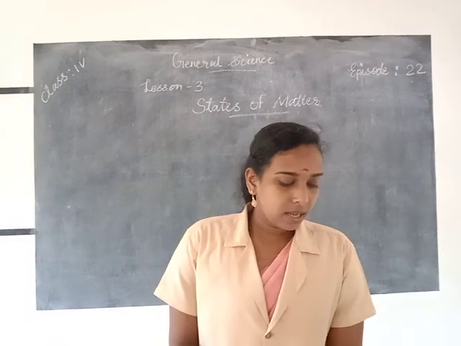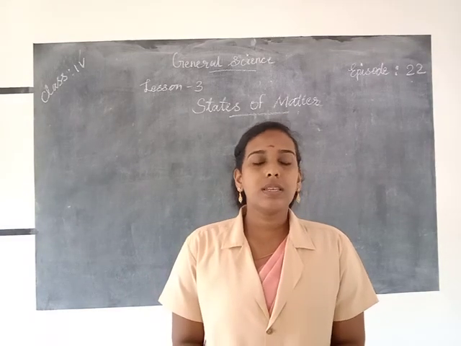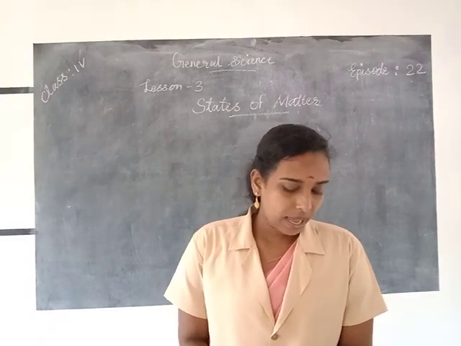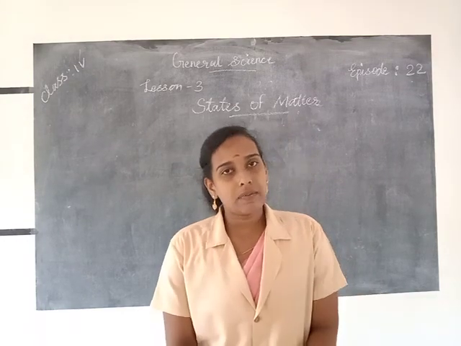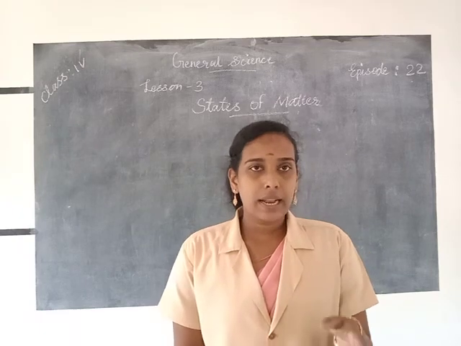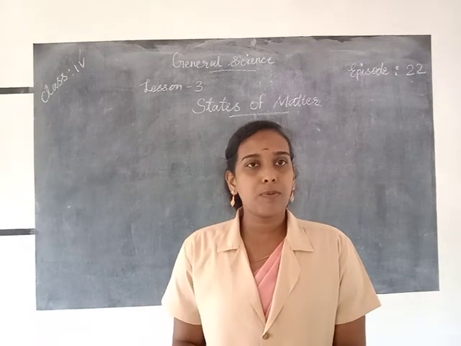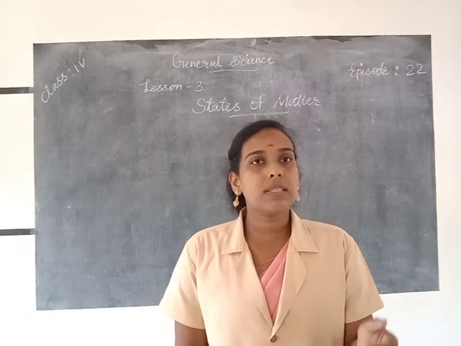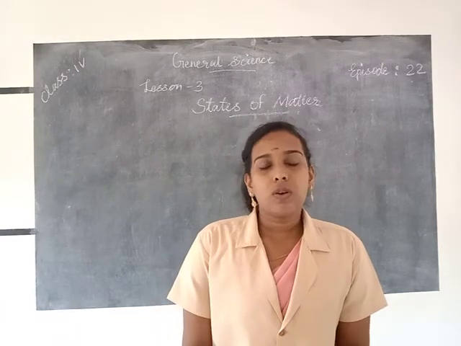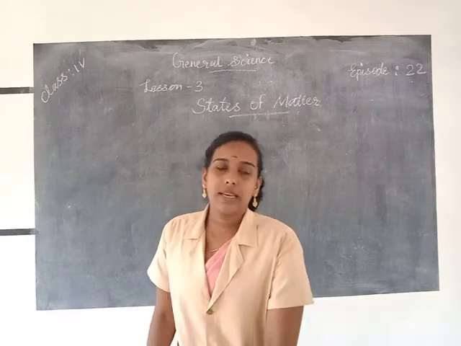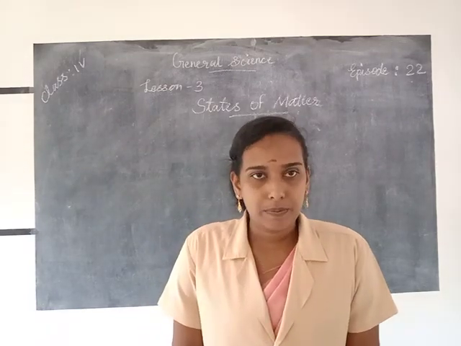In the last lesson we discussed the chapter Green Earth and studied our environment and the things that we get from the environment. Then we covered pollution, different types of pollution, and how to control or minimize pollution. Okay, so now we are going to start our next lesson, States of Matter.